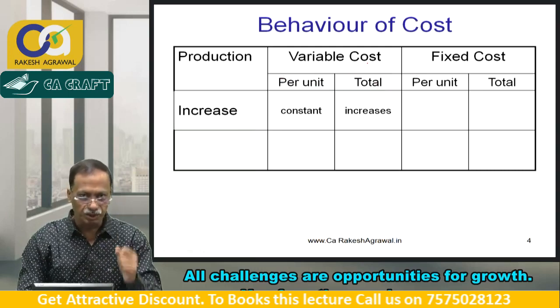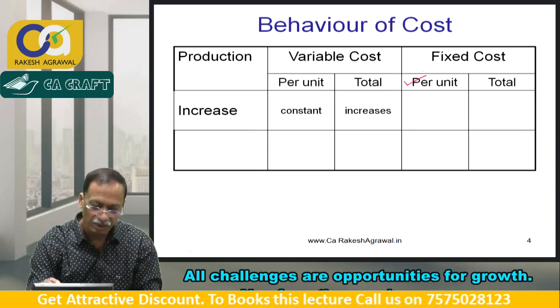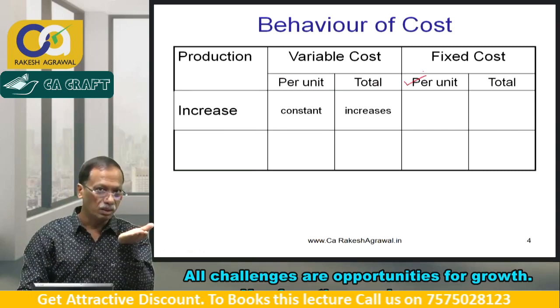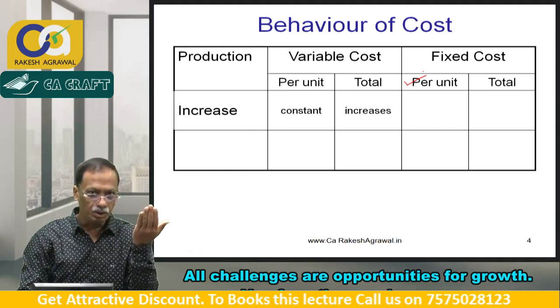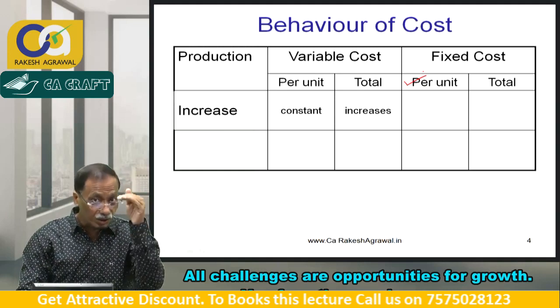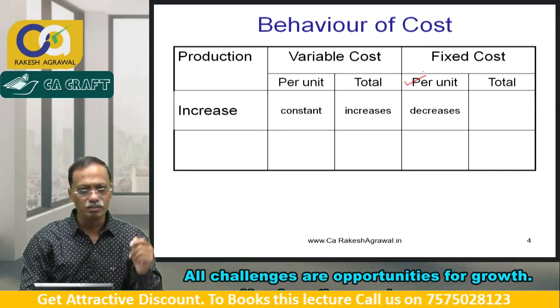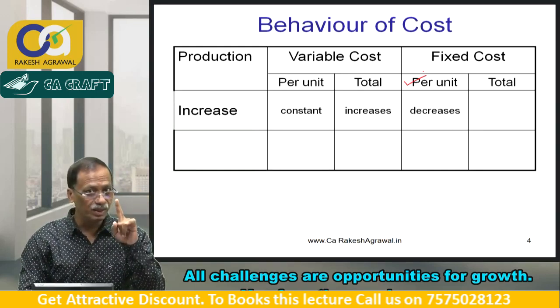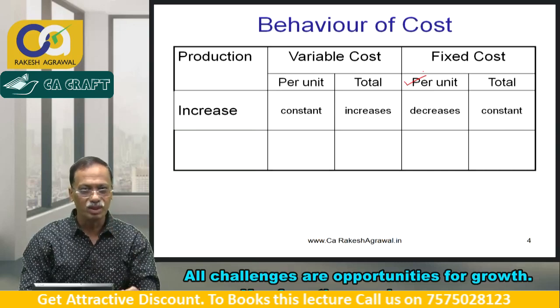Now we go to fixed cost. Just imagine the behavior of per unit fixed cost with increase in production. My dear friends, if you can carefully observe, per unit fixed cost will decrease with increase in production. Naturally, it will decrease. But total fixed cost will remain constant.